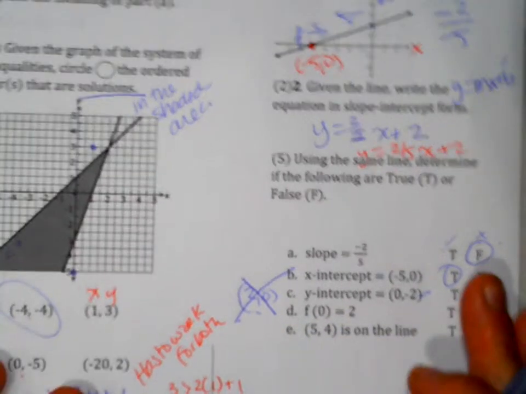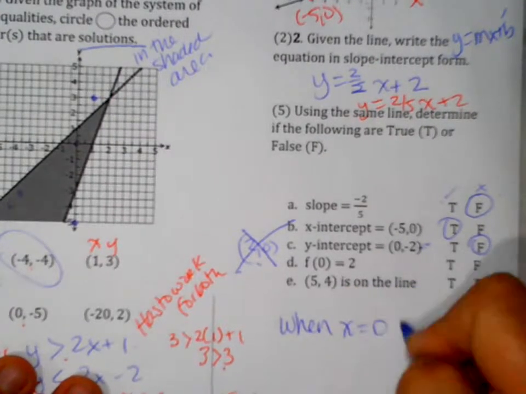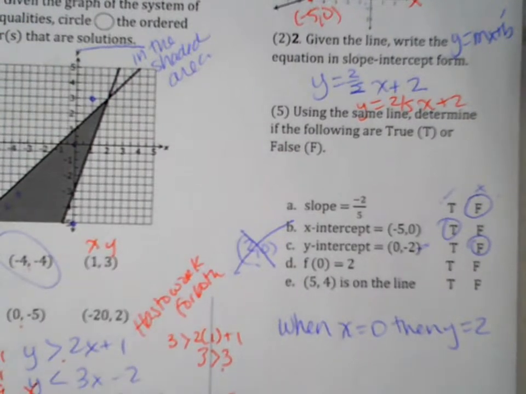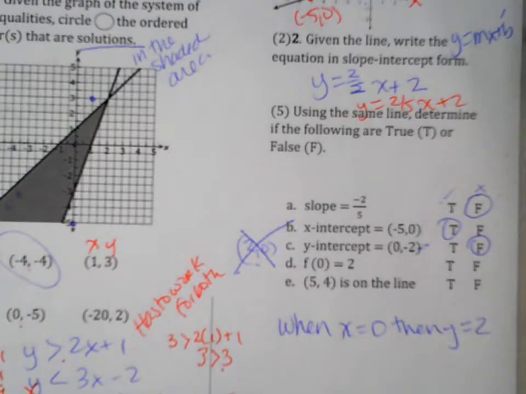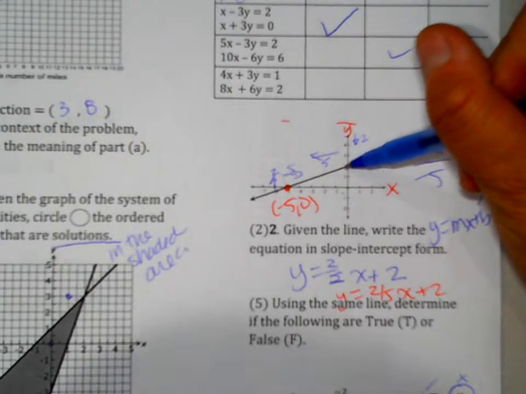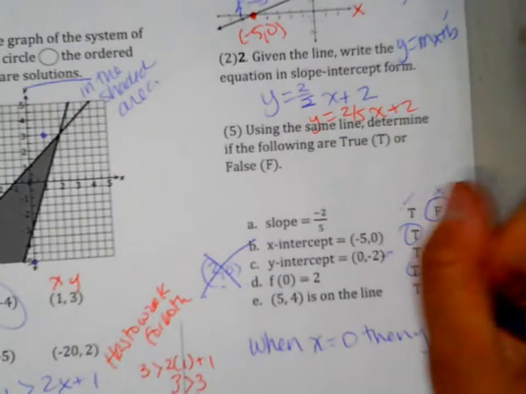Okay, f of 0 equals 2. What that says in English is when x is equal to 0, then y is equal to 2. Well, how am I supposed to know that? The easiest thing to do is just look at the graph if you can. When x equals 0, y equals 2. Let me look at my graph. Here's when x equals 0, y equals 2. Yes, it does. It's on the graph. So that guy's true.